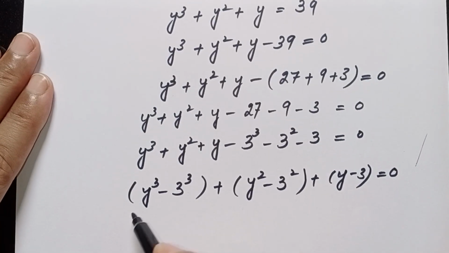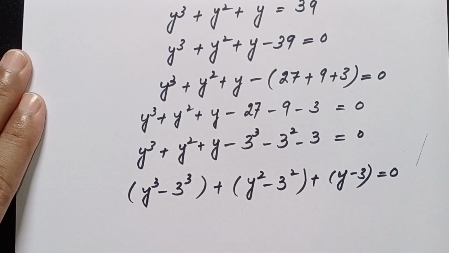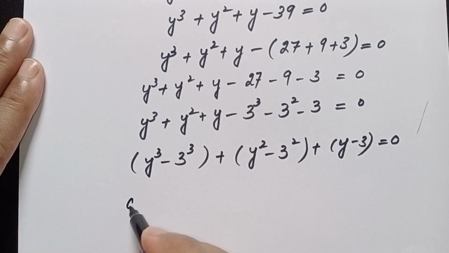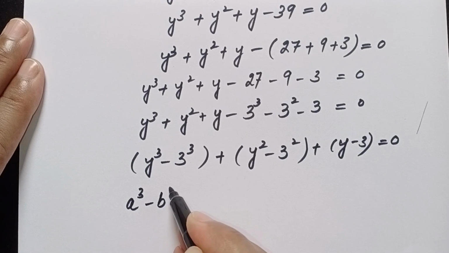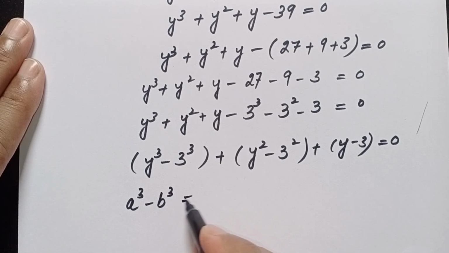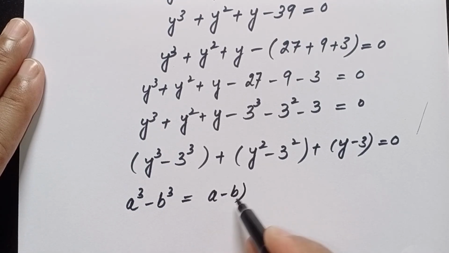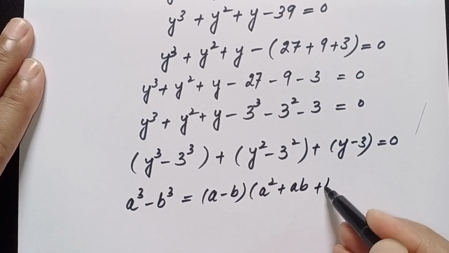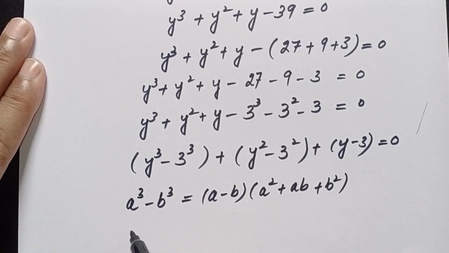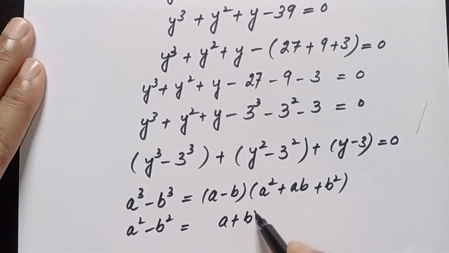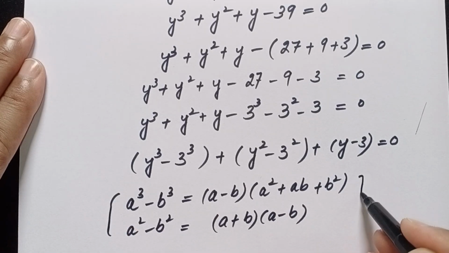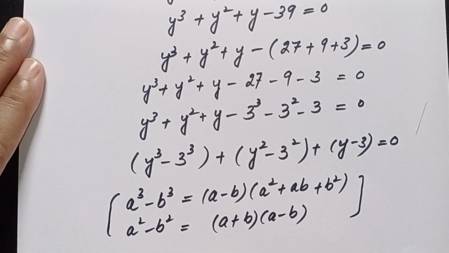So here I'm going to use a very well-known algebraic identity for y cube minus 3 cube. We have a cube minus b cube is equal to a minus b times a square plus ab plus b square. Next, a square minus b square: this difference of squares can be written as a plus b times a minus b. So I'm going to use these two formulas in the next step.